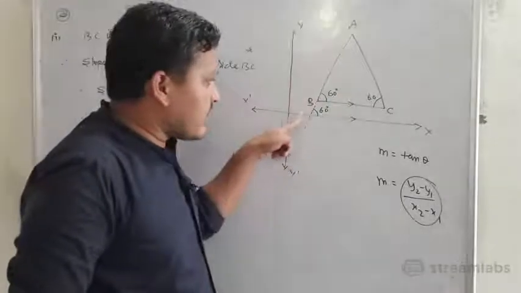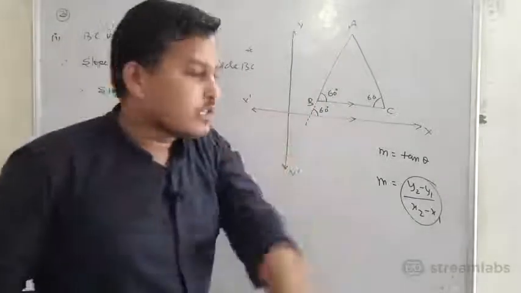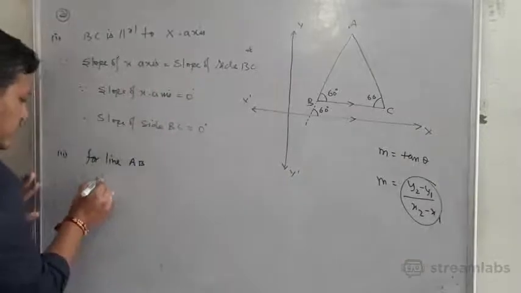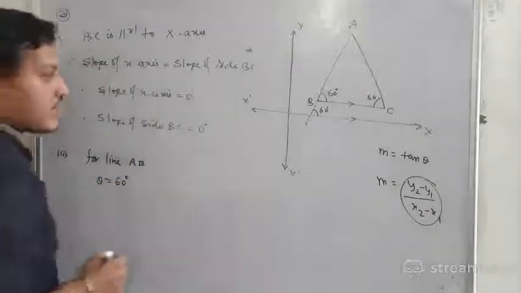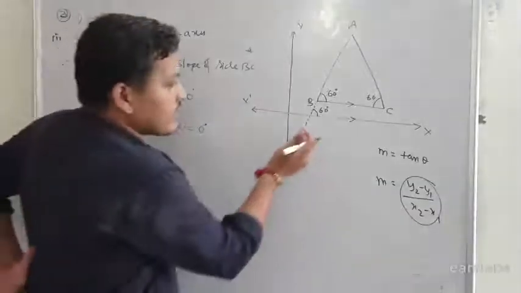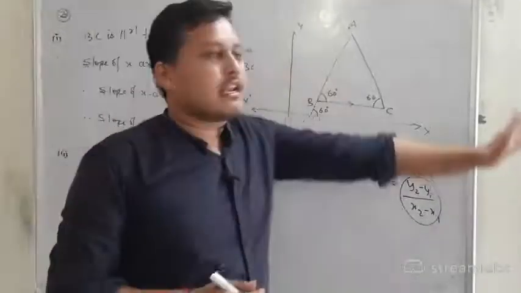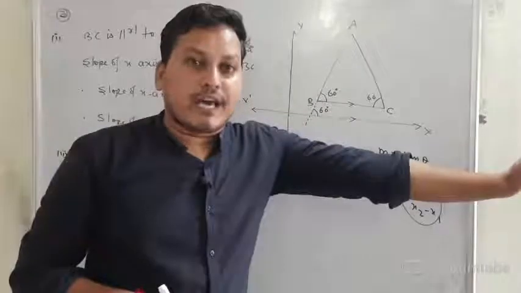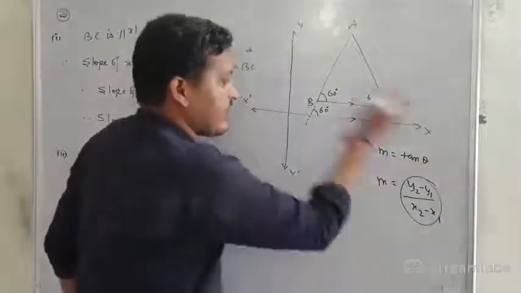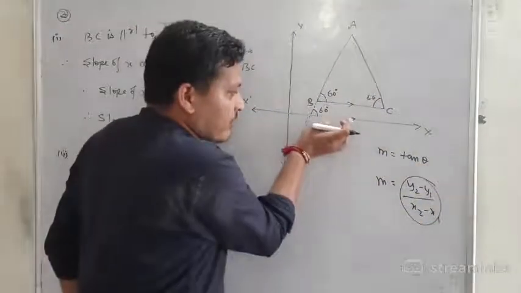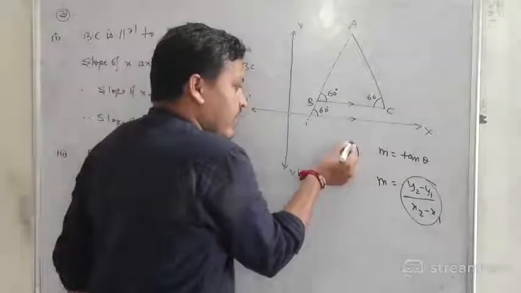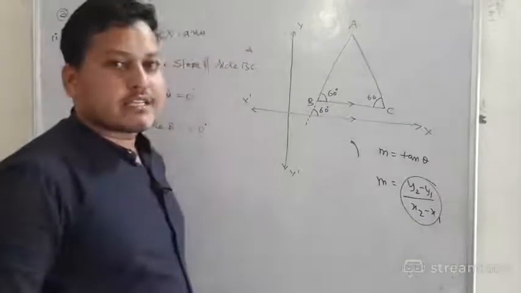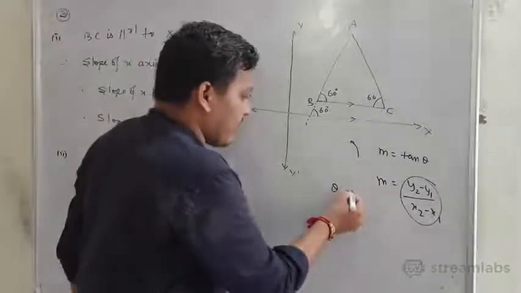So the angle subtended by this line with the x-axis is also 60 degrees. Therefore theta is equal to 60 degrees. Now tell me the angle measurement: it is on the right side, the positive direction of the x-axis, and the measurement is anti-clockwise. When you keep your protractor above this x-axis, we are measuring the angle from right to left, which means anti-clockwise direction. So this time theta will be positive.